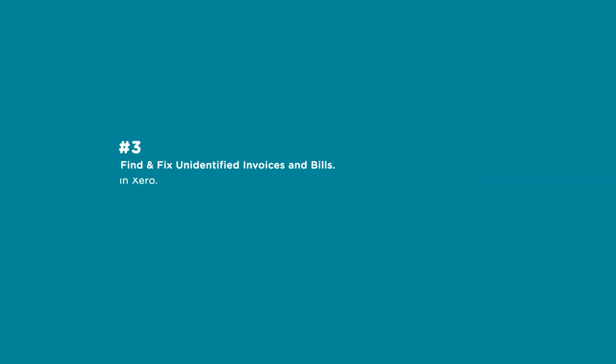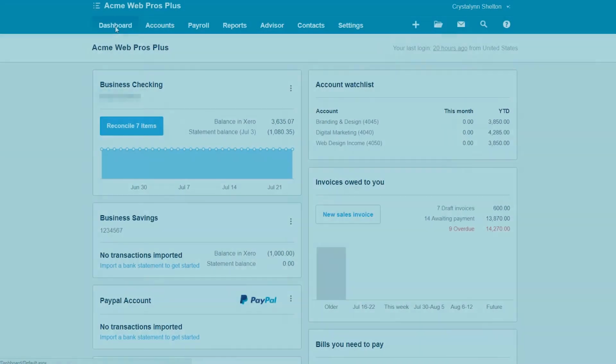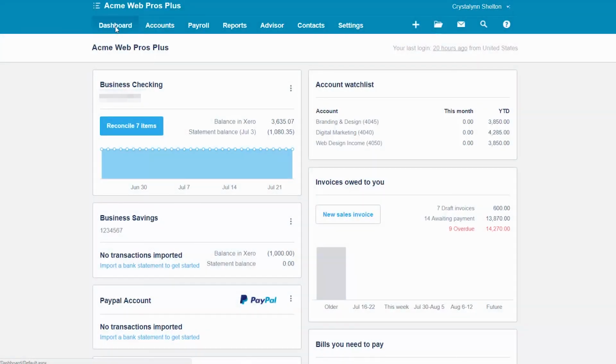The best way to identify these invoices or bills is to run an accounts receivable aging report and an accounts payable aging report in both QuickBooks and Xero. In order for Xero to match QuickBooks, you will need to add any missing bills or add any missing invoices to Xero. For more troubleshooting tips on converting your QuickBooks data to Xero, check out how Xero handles converted QuickBooks data and Xero's guide on converting from QuickBooks to Xero. You can find this information by clicking the links below.